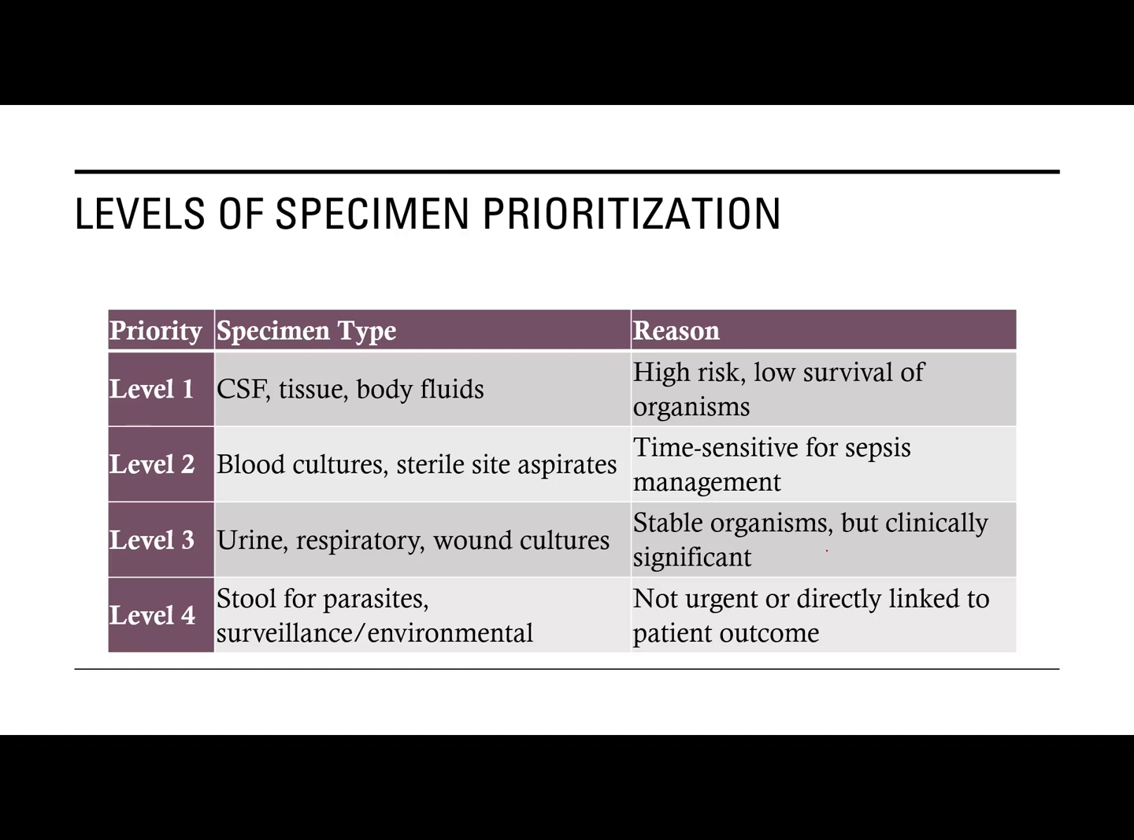These are the levels of specimen prioritization. So level 1 are usually CSF and tissue body fluids. They have high risk and low survival of organism. Level 2 are blood culture, sterile site aspirates, time sensitive. Level 3 urine, respiratory wound culture, stable organism, but clinically significant. Level 4 stool for parasite, surveillance, or environmental, not urgent or directly linked to patient outcome.